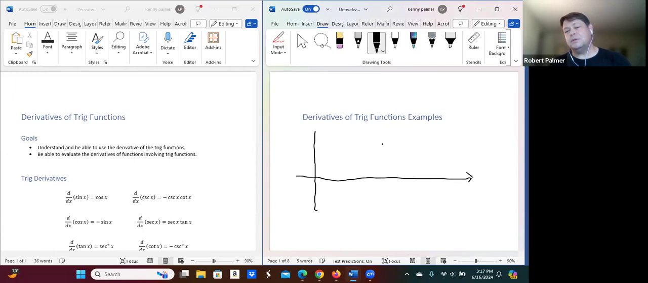So let's look at our axis. Of course, this is our x and y. And let's do this in terms of angles. Of course, here's 0. Let's do this in radians: pi over 2, pi, 3 pi over 2, and 2 pi.